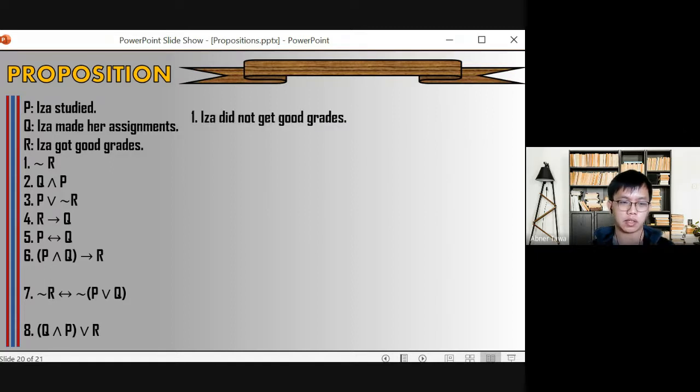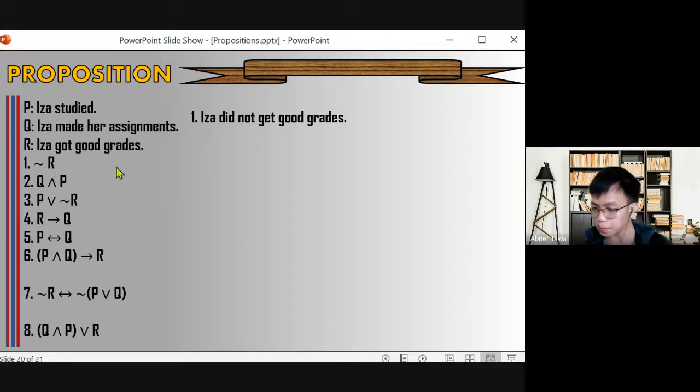So it is not the case, or aside from using the phrase it's not the case, you can use here the word not. So Isa did not get good grades. Okay, so if you're going to observe, aside from using got here, we can write this as did not get. So parehas lang yung meaning kasi past tense din naman yung dalawang ito. So you can play with the words as long as that gives the same meaning or same thought. Kasi pag got ang gagamitin natin dito, ibig sabihin may grammatical error. Okay, so that is for number 1.